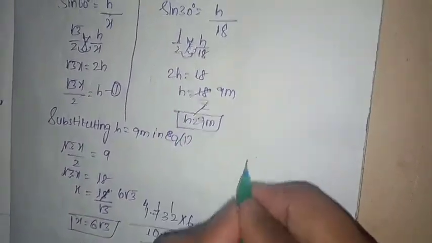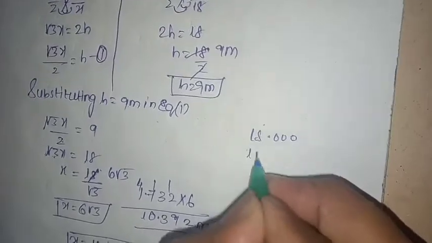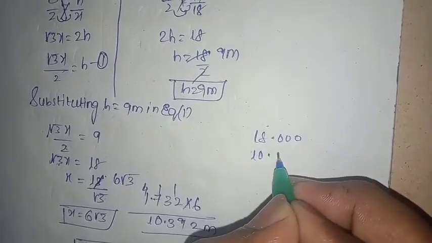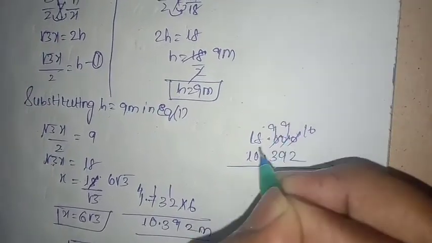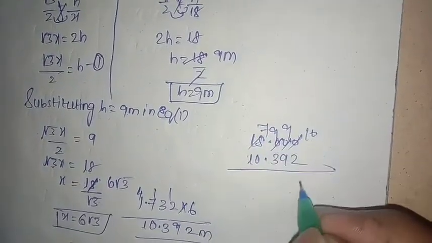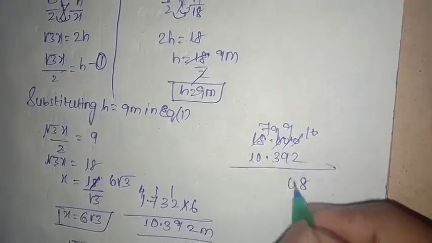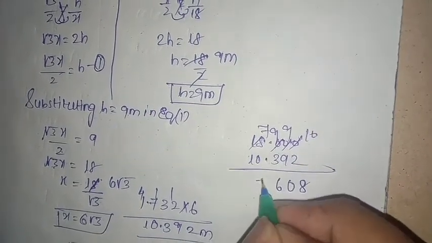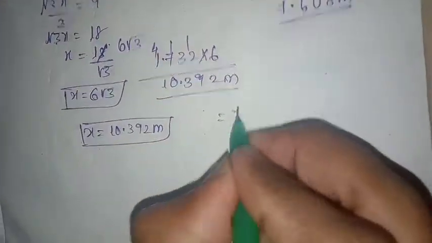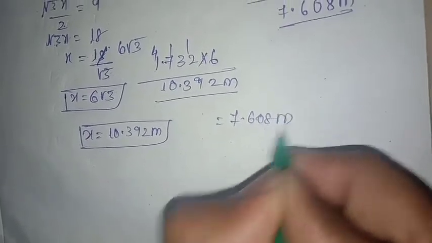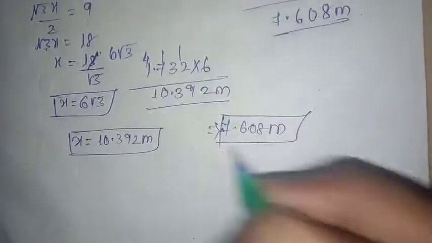So first we have to subtract 10 from 18. So first we will get 8 and 0 and 6 and we'll get 7. So 7.608 meters. So the actual length of wire that was cut is 7.608 meters. It was asked to find that.